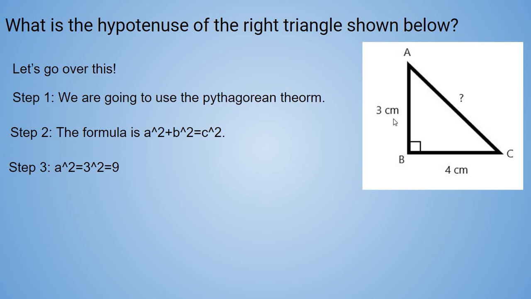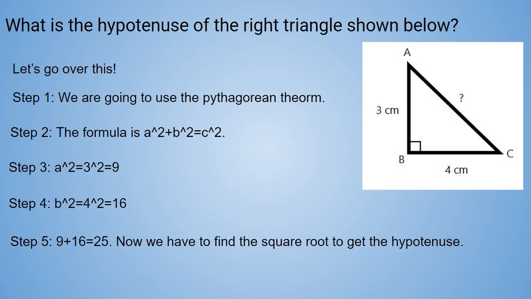So we know that A is 3 centimeters, B is 4 centimeters, and C is this hypotenuse. So what we're going to first do is A squared plus B squared is C squared. So A is 3. Now we're going to figure out A squared first, which is 3 squared, which is 9. So we know A squared is 9. Next, we're supposed to find B squared, which is 4 squared, and that's 4 times 4, 16. Now we have A squared and B squared, and if we add that, we get 25.